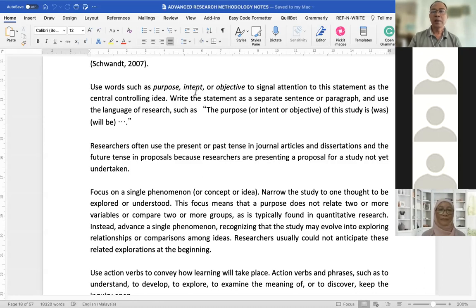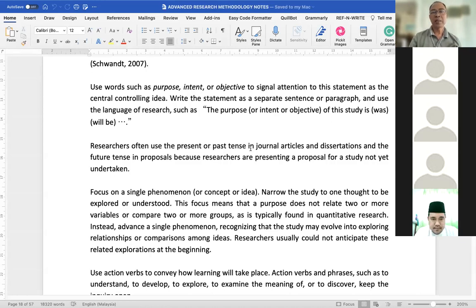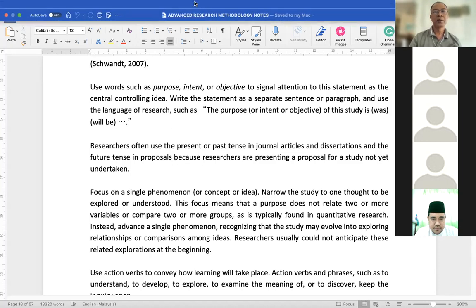Usually in qualitative research, researchers often use the present or past tense in journal articles and dissertations, and the future tense in proposals.